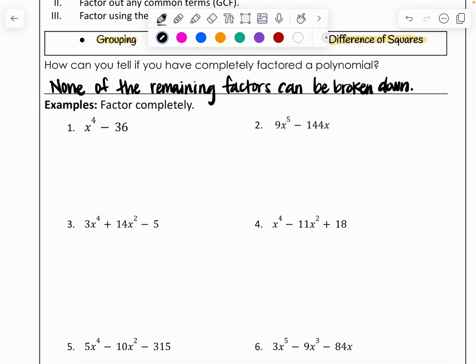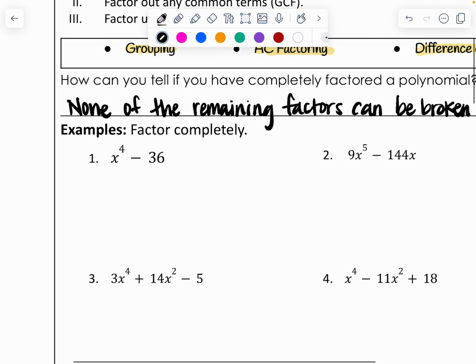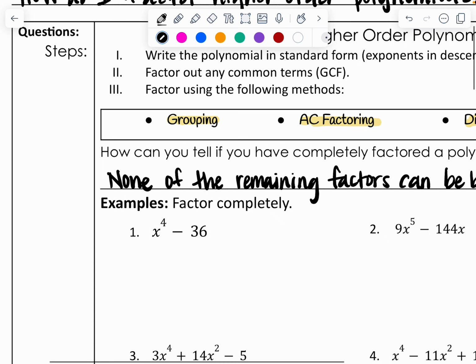All right, so let's look at number 1. Now I'm going to look at my options here. My options are grouping, AC factoring, or difference of squares. We also have the option of factoring by GCF. That's not written up here. I'm going to add that. GCF. You can also factor by GCF.